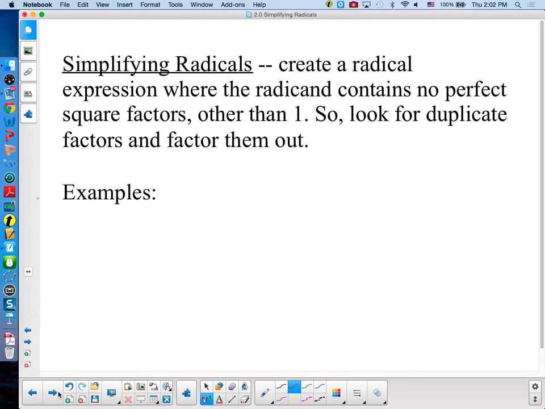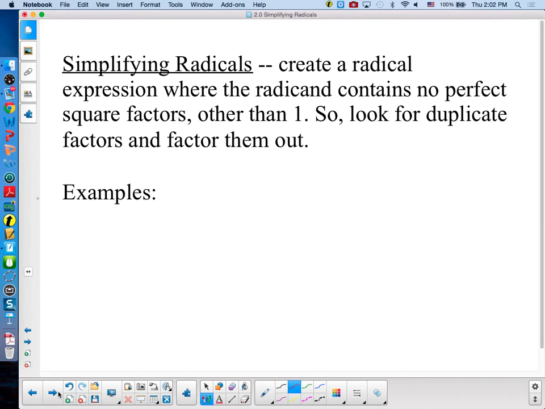I think you have to fill in some blanks, maybe. We're going to try and create a radical expression where the radicand contains no perfect square factors other than 1. So how will we know when we're done? The radicand can't be divided by 2 identical numbers. No perfect square. So we're going to look for duplicate factors and factor them out. I'm going to show you a method that works for whether you're doing a square root, a cube root, a fourth root. So you can probably use that as you go on to Algebra 2.